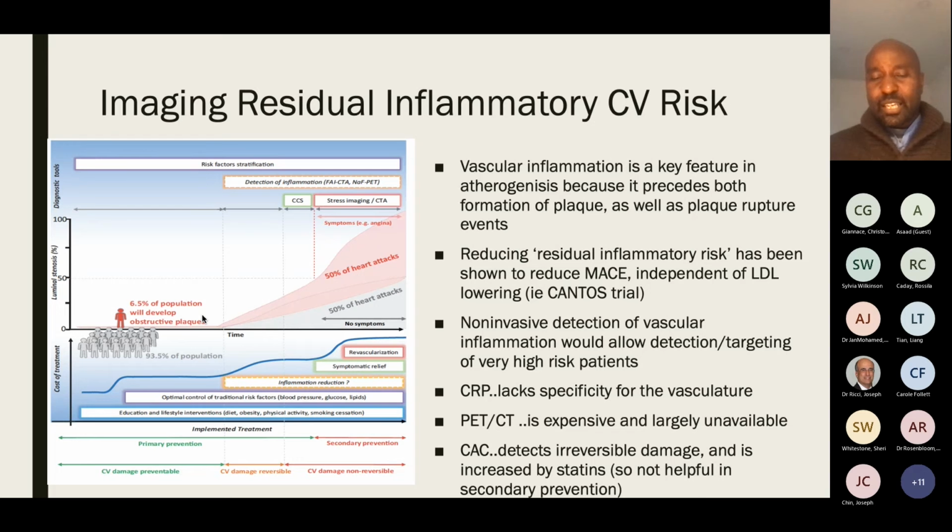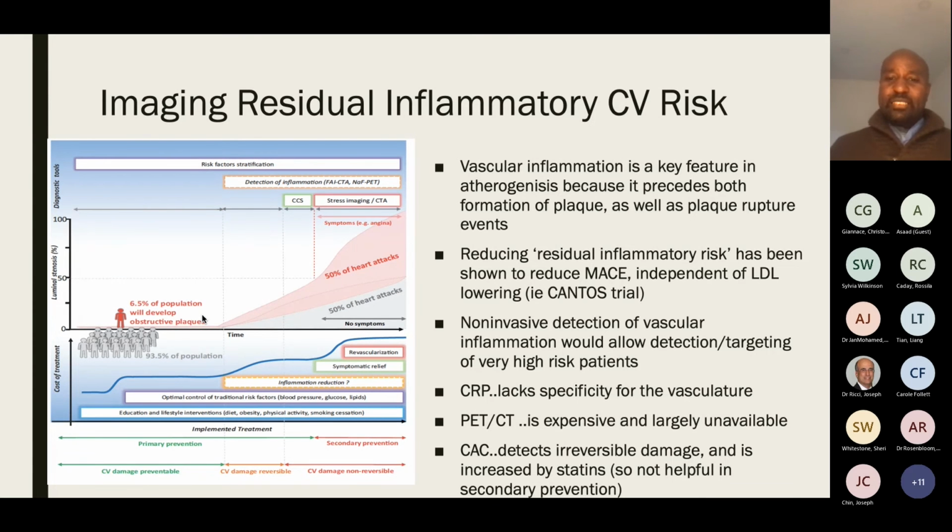There are indirect ways to get a sense of vessel inflammation. So, of course, CRP or high-sensitivity CRP, but this is not perfect because it lacks specificity for the vasculature. It's not necessarily a vessel-level biomarker. You can use combination PET-CT imaging to look at FDG and see inflammation at the vessel level, but this is expensive and it's not widely available.